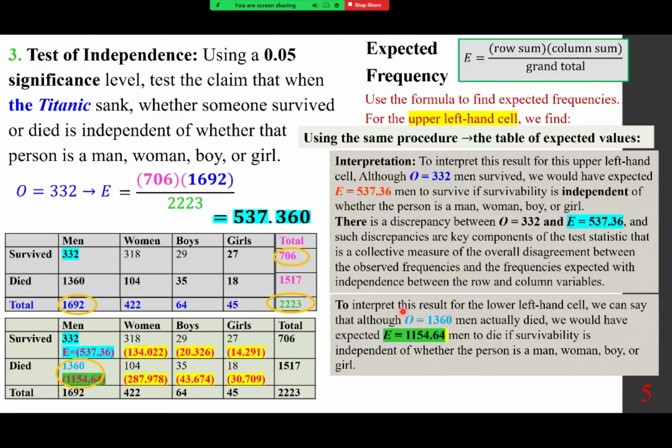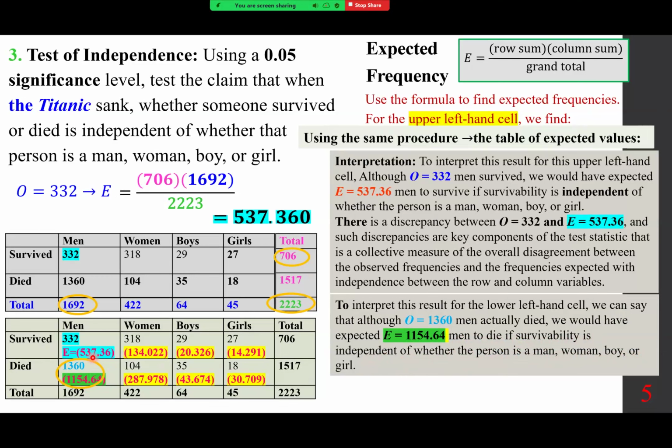Another one, if we want to do that, to interpret this result for the lower left-hand cell, we can say, if you look at this one, we're looking at this one. We can say that although the observed, which is equal to 1,360 men actually died, we would have expected E equals 1,154.64 men to die if survivability is independent of whether the person is a man, woman, boy, or girl. That would be the expectation, which is less than the actual number.